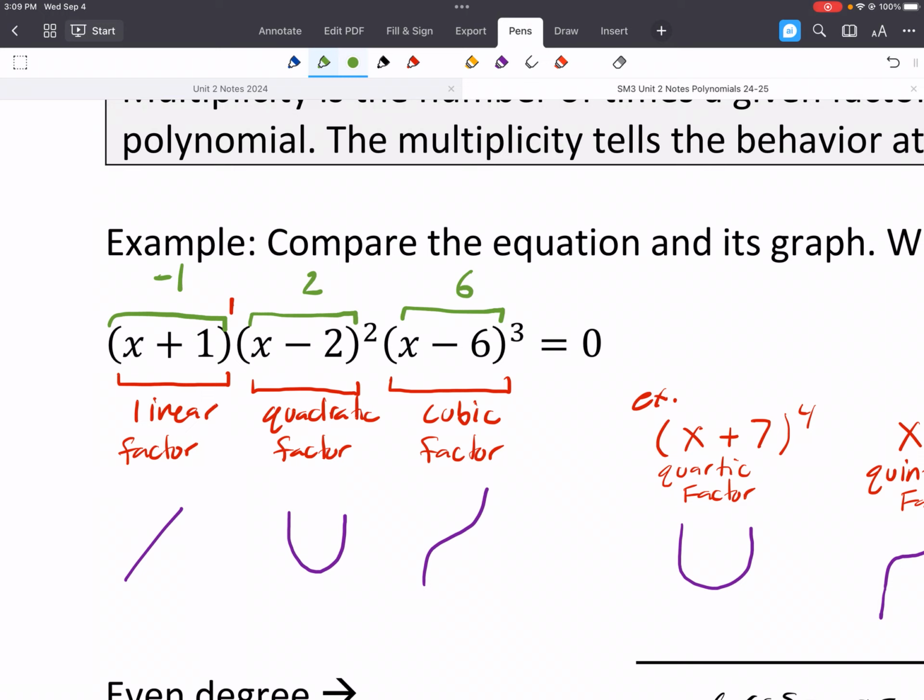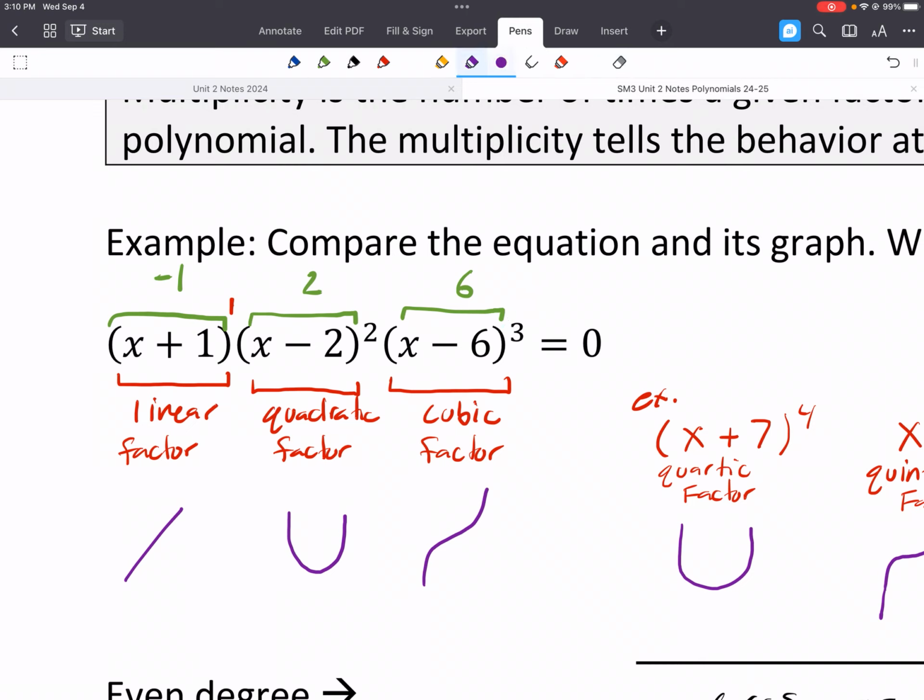But think about it like this. This factor is being multiplied by itself 3 times. So we would end up getting 3 solutions from this factor. They're all the same. We'd get 6 and 6 and another 6. And if we have multiple things like that, then we would get a multiplicity of 3. So you can see this easily by just looking at the exponents.